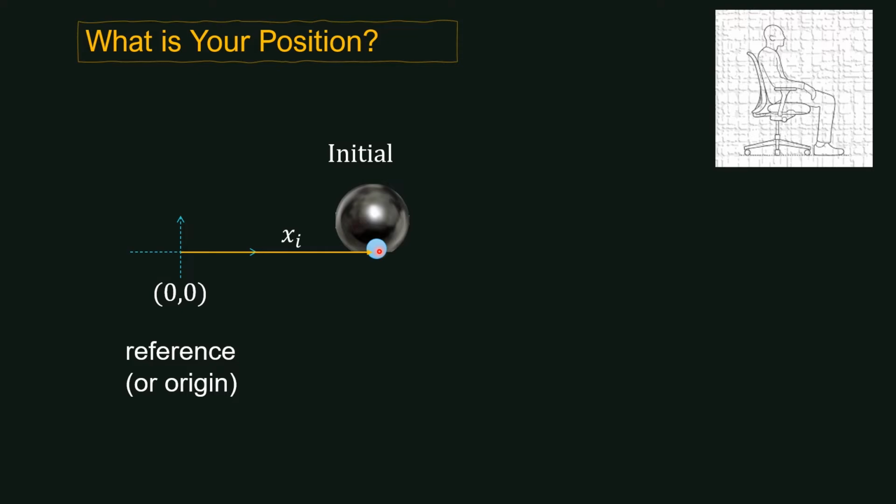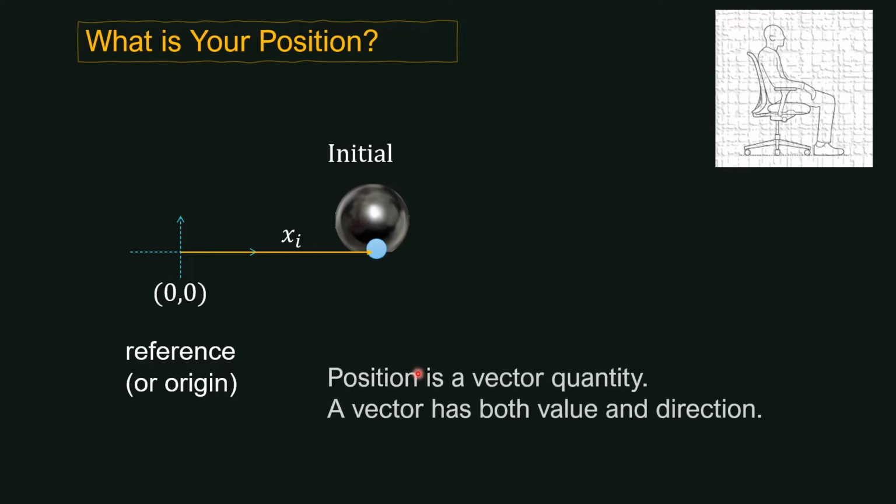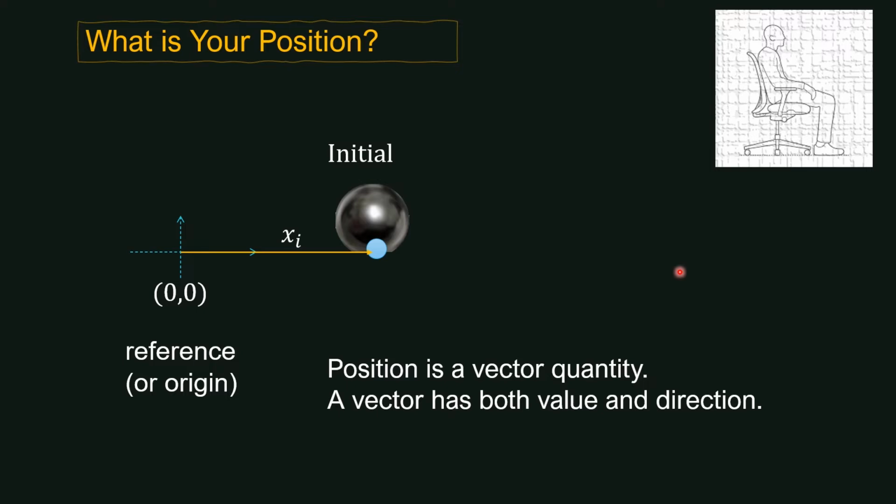Position is a vector quantity. A vector needs both value and direction to completely describe it. We draw an arrow to represent a vector. In this sketch, the arrow denoted by xi is the initial position vector. Length of this arrow is related to the value of the vector, and arrowhead is related to the direction.